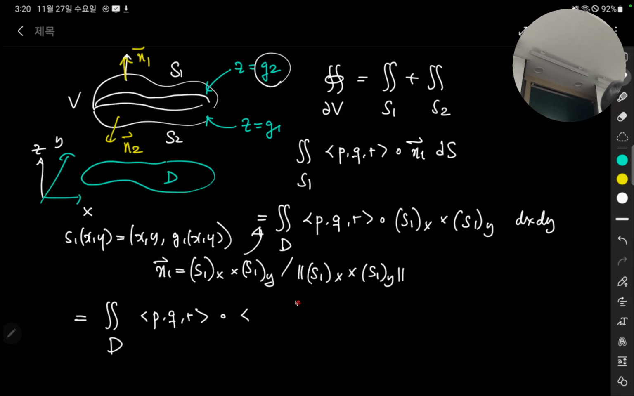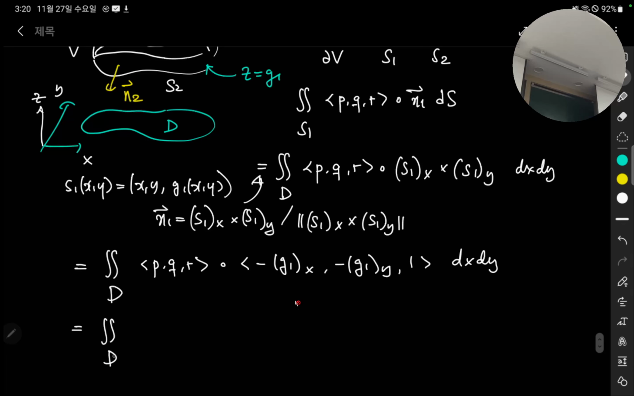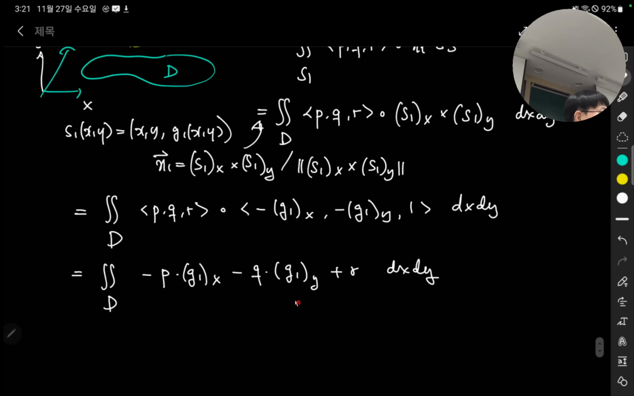So remember how we got the cross product in that case. It's minus G1x, minus G1y, and 1, dx dy. So therefore it's the integration over D of minus P times G1x minus Q times G1y plus R, dx dy. Okay, that's the surface integration of the upper part. So how about the surface integration on the lower part?